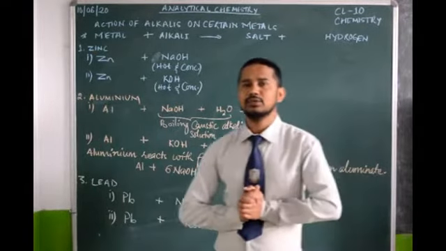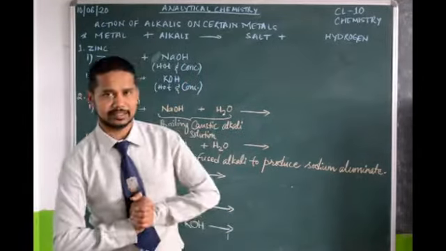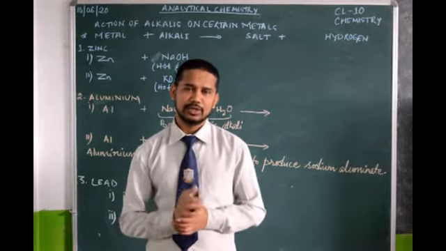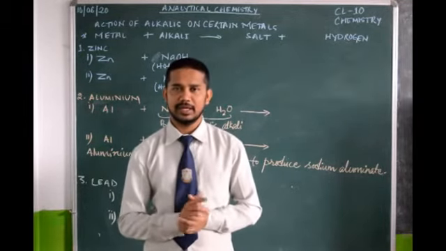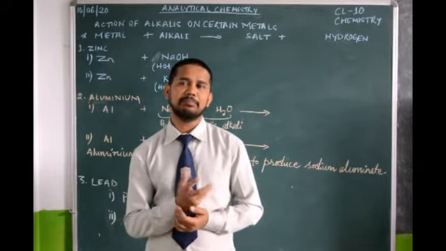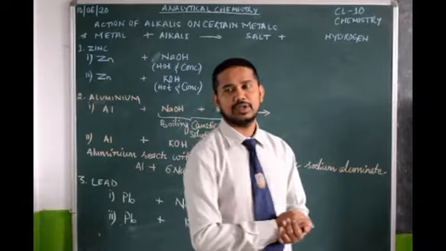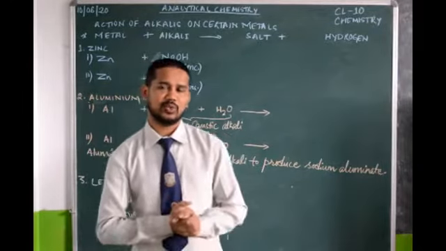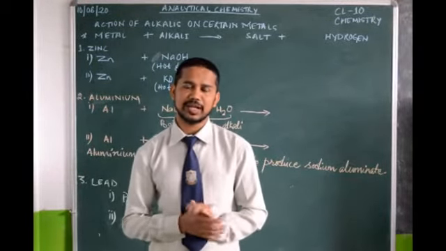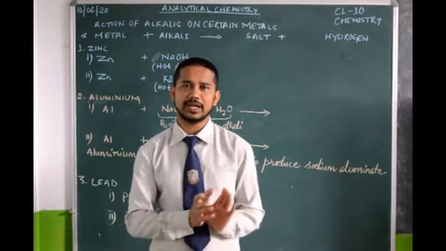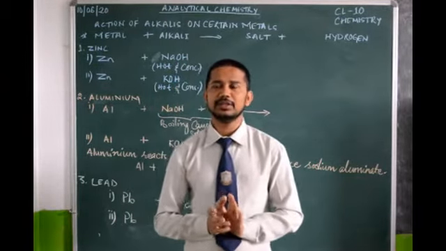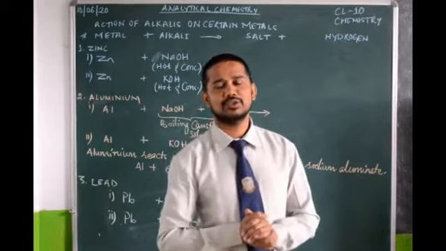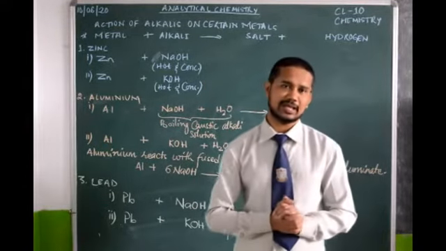All metals do not react with alkalis. Alkalis means sodium hydroxide, potassium hydroxide. Few metals are there which react with alkalis to give compound. We know that when metal reacts with acid, we get salt plus hydrogen gas. Similarly, there are some metals which react with alkalis to give salt plus hydrogen gas.